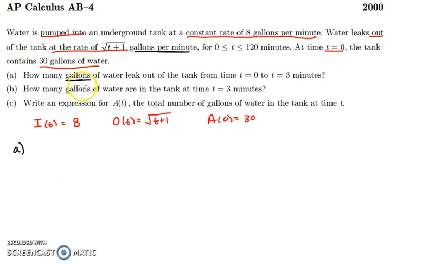Notice, it also doesn't ask how many gallons are in the tank. It just wants to know how many have leaked out. So we don't have to worry about an initial value here. We just have to find the integral from 0 to 3 of the square root of t plus 1.